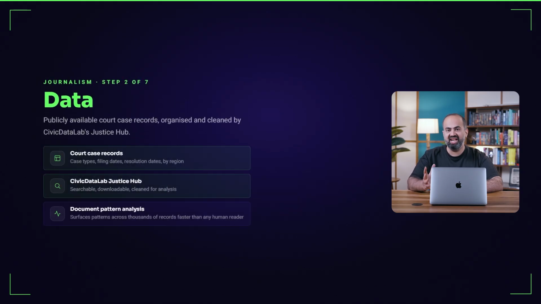Step 2. Data. A publicly available data set of court case records, case types, filing dates, resolution dates by region. Civic Data Lab's Justice Hub initiative has organized and cleaned it and made it searchable and downloadable. She also uses a document analysis tool that can surface patterns across thousands of records faster than any human reader.